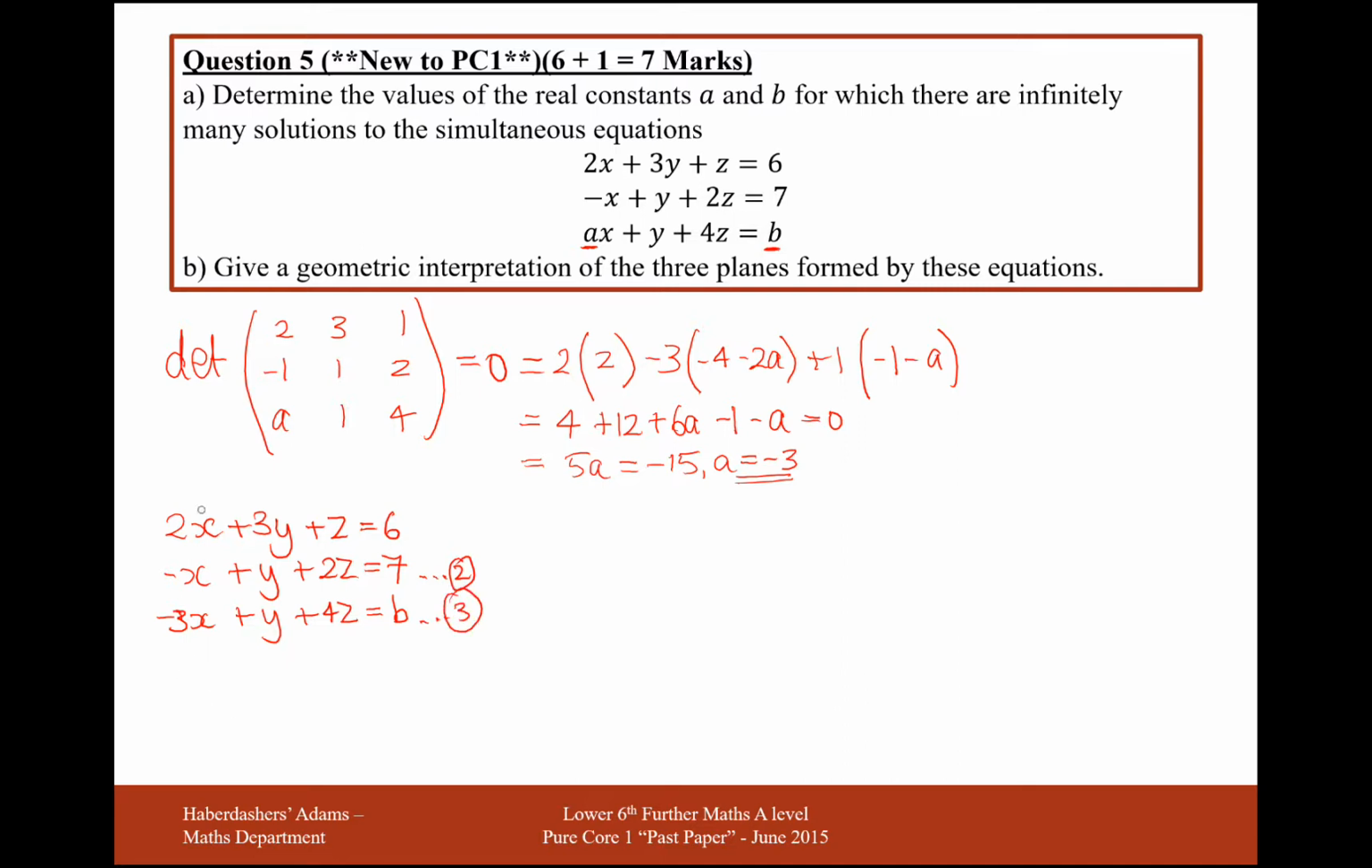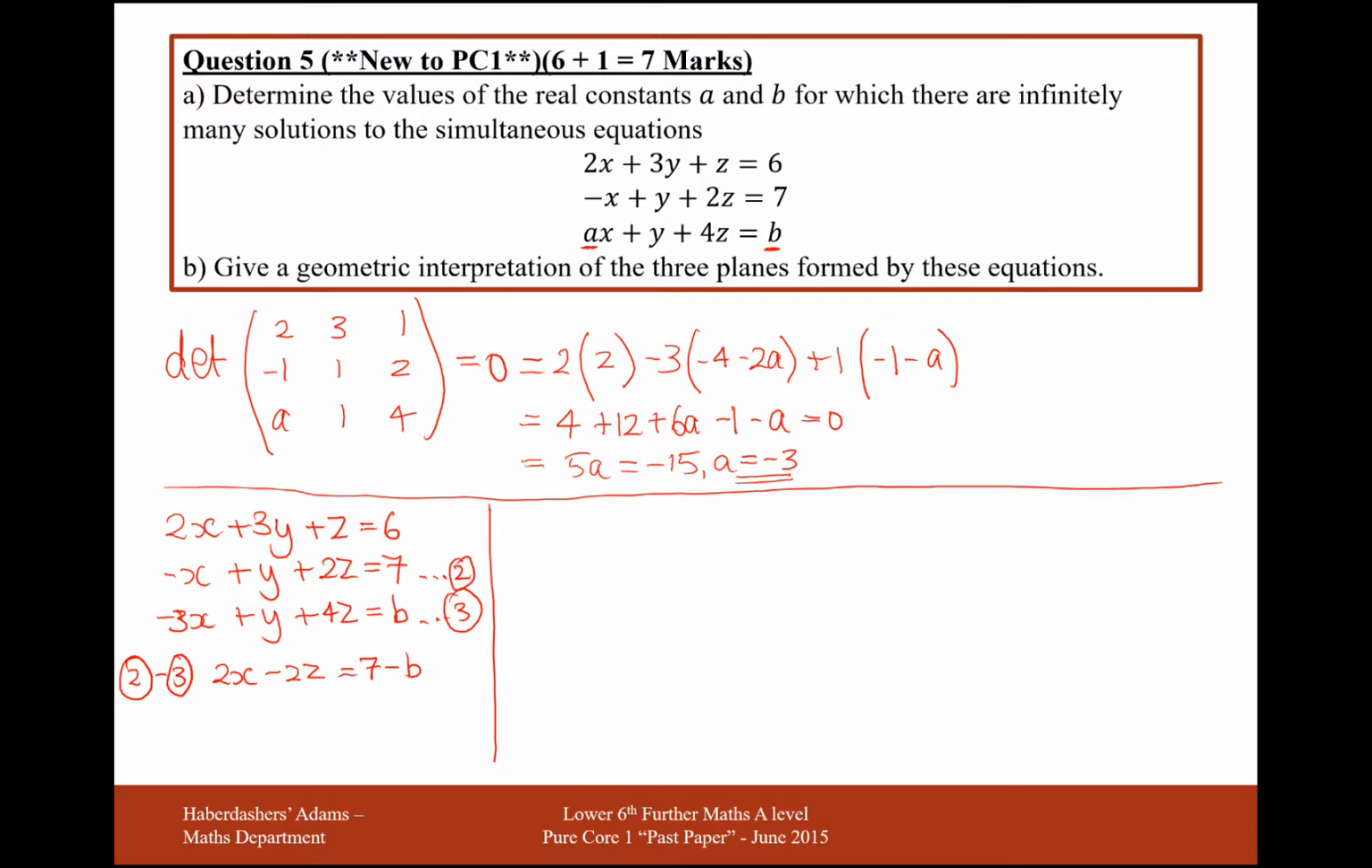So the first thing I'm going to do here is to do 2 take away 3, and I'm going to get here minus x take away minus 3x, that will make 2x. Y take away y is 0. 2z take away 4z is minus 2z, and this will give me 7 minus b.